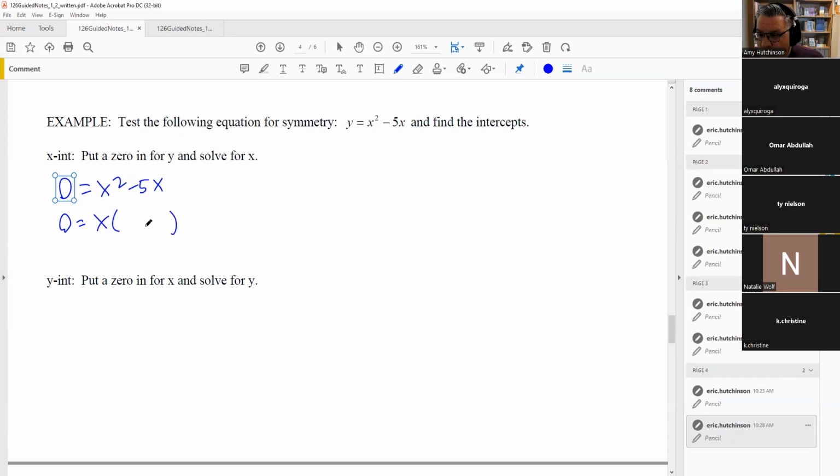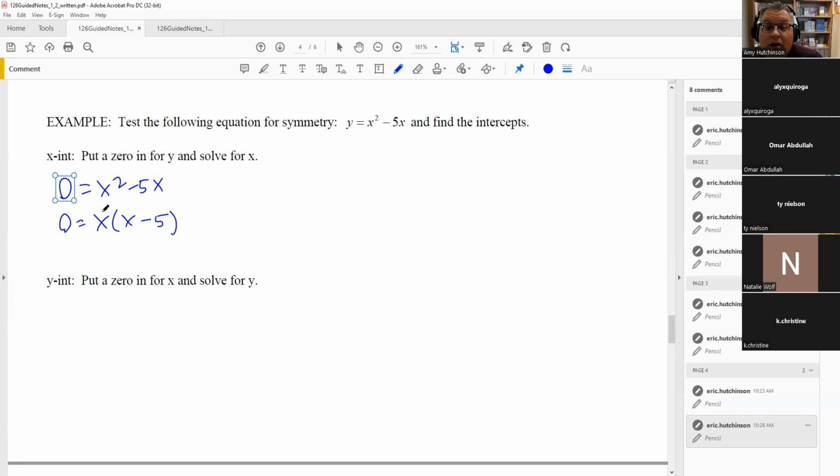Now, if you want to determine what goes inside here, you just take each of these individually and divide them by an x. In other words, if I take x squared and divide it by an x, that's going to leave me with an x. If I take -5x divided by x, I'm going to get a -5. And so now I have this.